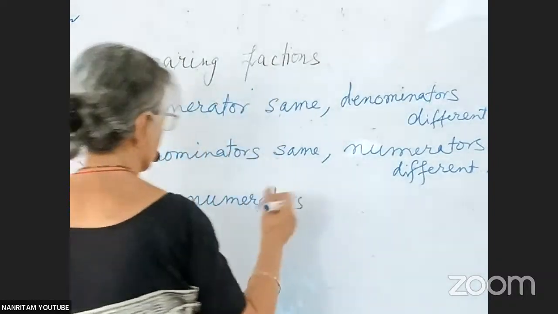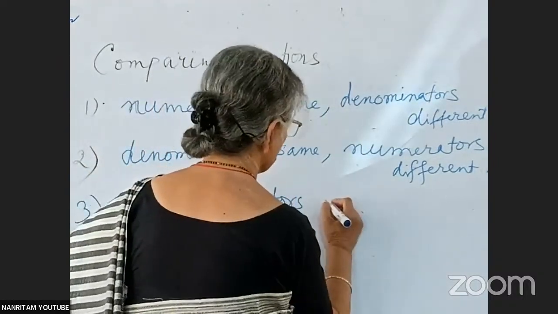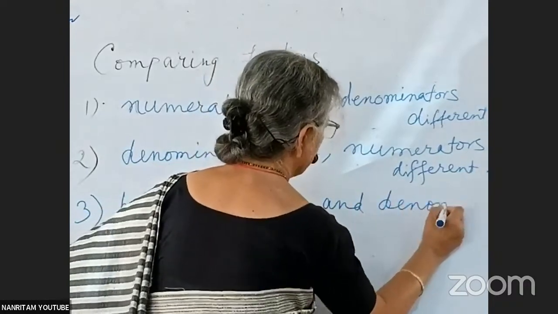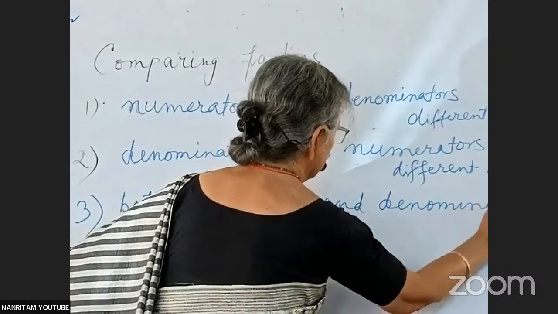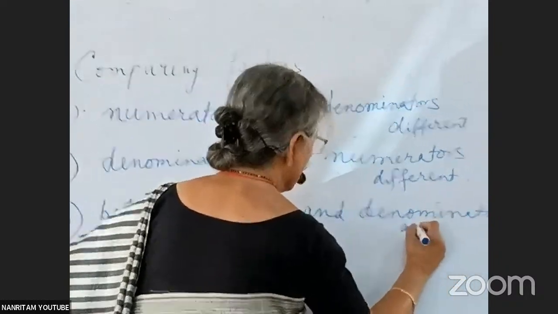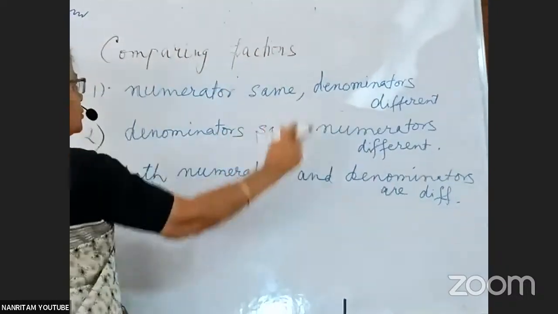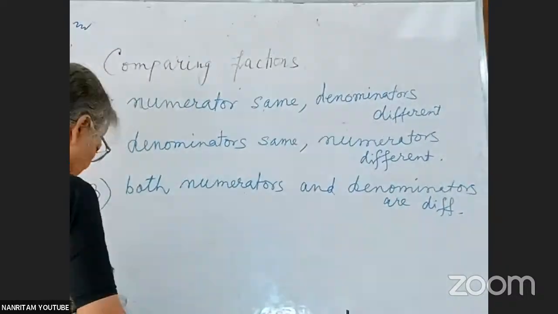Both numerators and denominators are different. First one, denominator same, denominator is different.